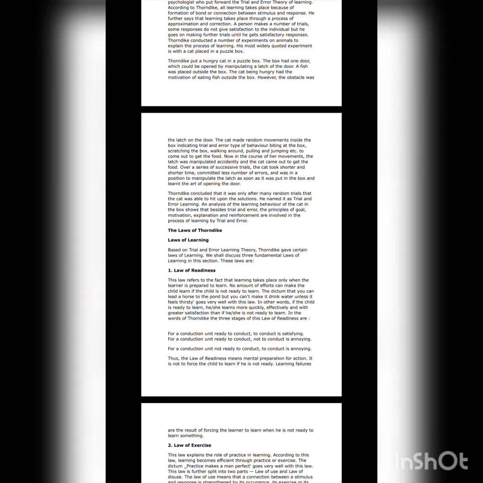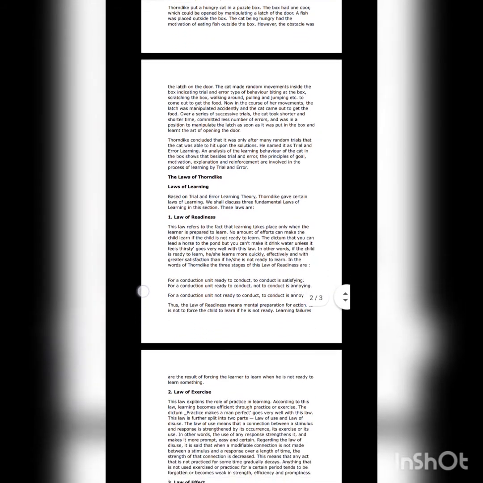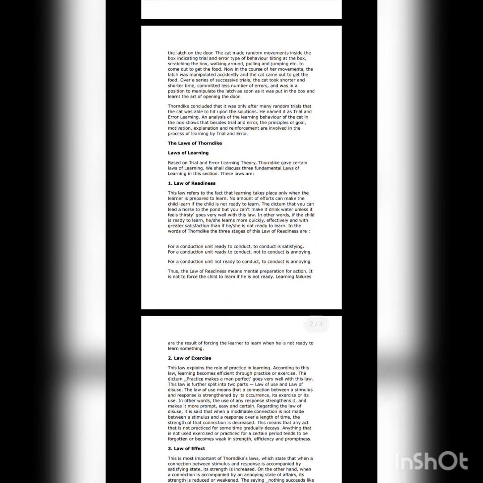Based on the trial and error learning theory, Thorndike gave certain laws of learning. We shall discuss three fundamental laws of learning in this section. These laws are: first, the law of readiness. This law refers to the fact that learning takes place only when the learner is prepared to learn. No amount of effort can make the child learn if the child is not ready to learn.